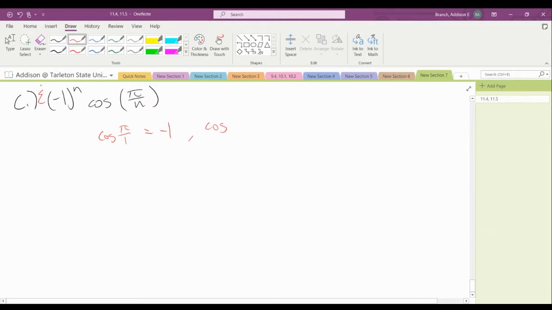Forgot to draw our little series in there, but there we go. Cosine of pi over 2 is 0. Cosine of pi over 3 is 1/2. Cosine of pi over 4 is square root of 2 over 2. So it looks like we're actually increasing on this one.